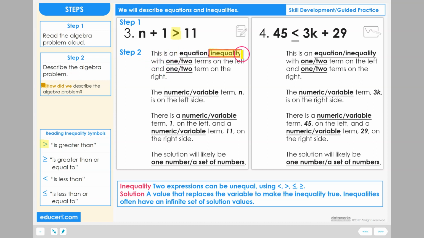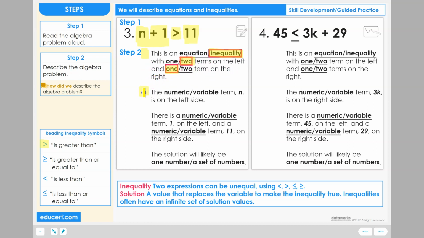This is an inequality with blank terms on the left and blank terms on the right. On the left side we have 2 terms, n and positive 1. 2 terms on the left. And on the right we have this number 11. This is a numeric term and there's only one of them on the right, so we have 1 term. So let's read this first statement. This is an inequality with 2 terms on the left and 1 term on the right.